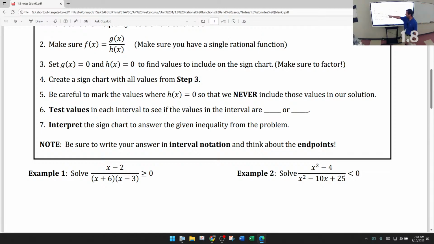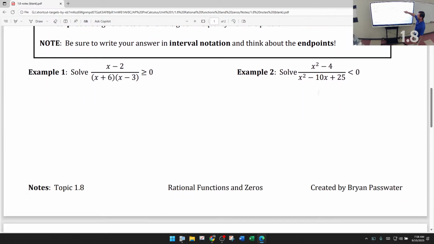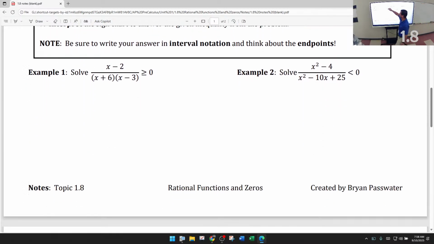And then interpret the sign chart to answer the given inequality from the problem. So again, it sounds like it's a whole lot, but it's a lot of stuff you already know. Be sure to write your answer in interval notation and think about the endpoints. Be careful about the endpoints, okay? So here's example number 1.